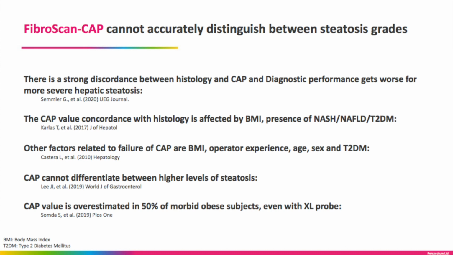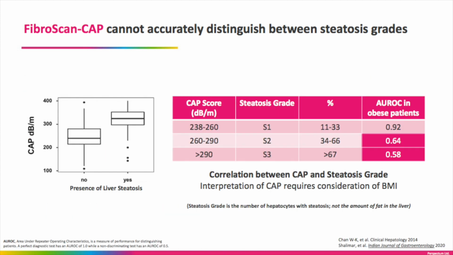Furthermore, CAP is affected by other factors beyond body mass index, including NAFLD, NASH, type 2 diabetes, age, sex, and operator experience. On this next slide, on the graph to the left, we can see that FibroScan's CAP can be useful to differentiate between patients with no liver steatosis from those with liver steatosis. However, to answer your question regarding grades of steatosis, let's look at the pink table on the right, showing AUROC values in an obese population.